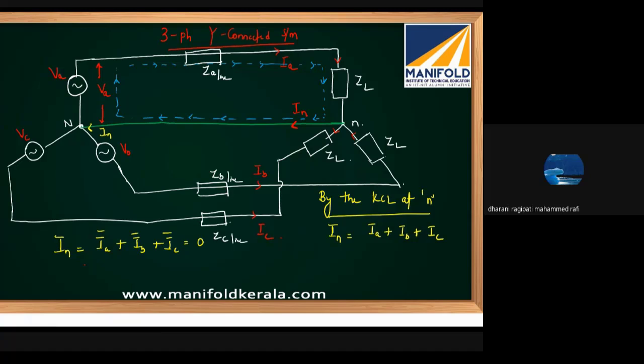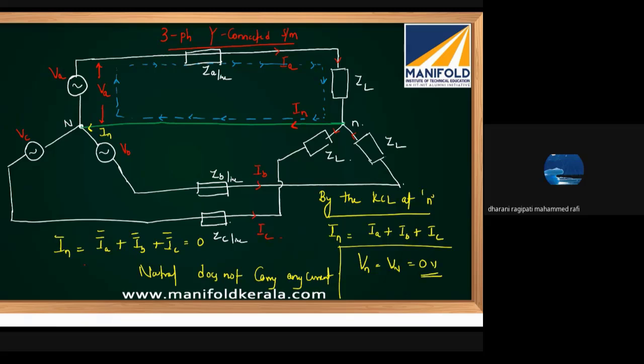So, in a balanced power system, neutral does not carry any current. Neutral does not carry any current. Even the potential of the neutral point, any neutral point in a balanced three-phase system, is zero. Even the voltage of neutral is 0 volt. Okay.